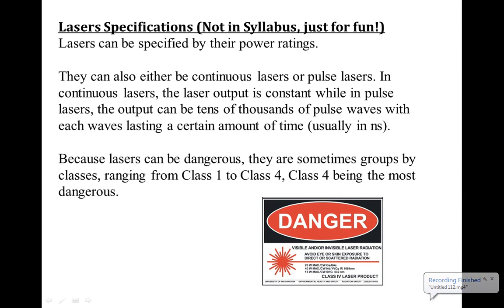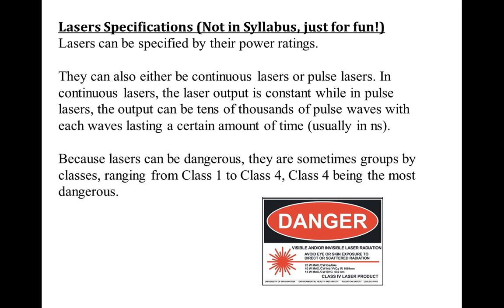Now let's start the last part of laser. Lasers can be classified in many different ways. One is by classifying them into continuous lasers and pulse lasers. In a continuous laser, the laser output is constant, meaning you'll see the light there and it will not flicker.